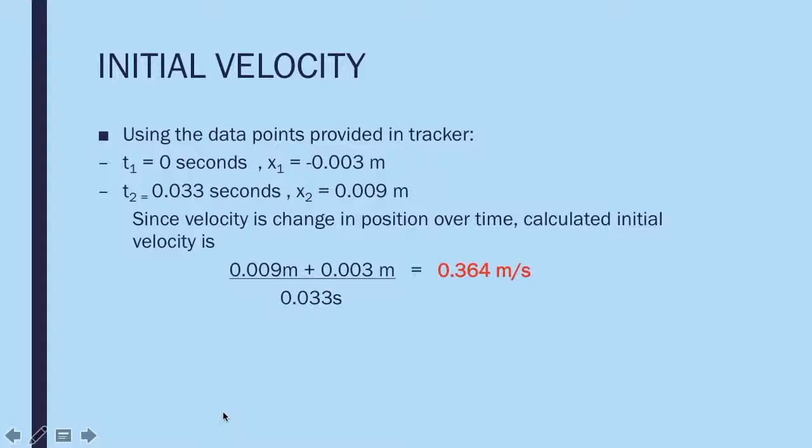So using the information and the data provided in Tracker, I calculated the initial velocity of the soccer ball. Here you can see that I used the initial time, initial position, and then the second time and second position provided in the table in Tracker to calculate the velocity. Velocity is change in position over time. So using the formula, I calculated that the initial velocity of the soccer ball was 0.364 meters per second.